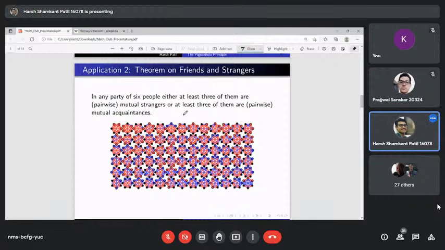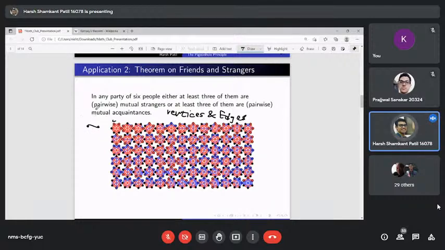So how do we model this situation? We model this using something called a graph. A graph consists of vertices and edges. So we will represent those 6 people by vertices, these dots, and edges. The edges are lines that connect these 2 dots.